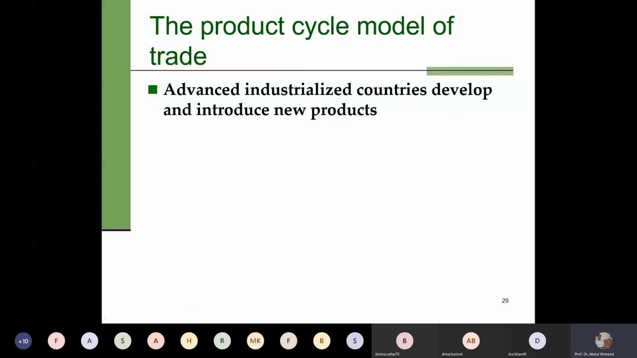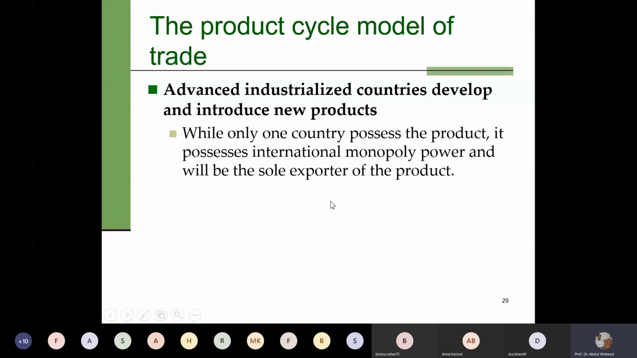Then this is a product cycle model. Advanced industrialized countries develop and introduce new products. When a country introduces a new product, it has monopoly power because it is the only one with the technology to produce that product, and the rest of the world doesn't have the technology, or the right to produce it even if they have the technology.